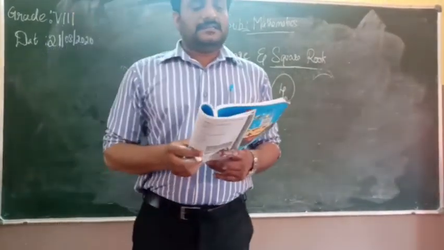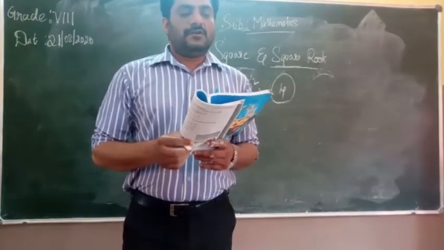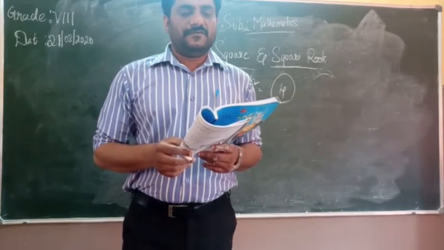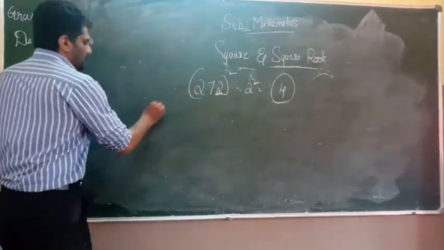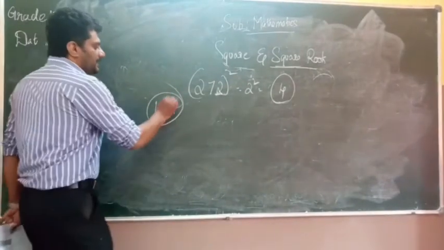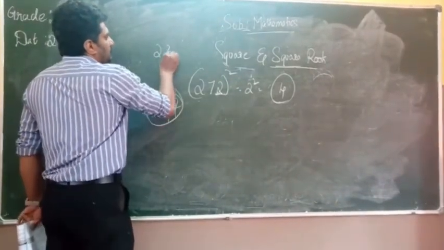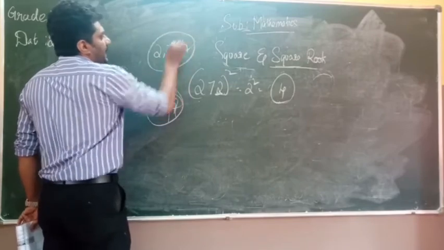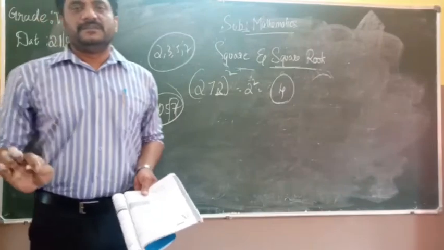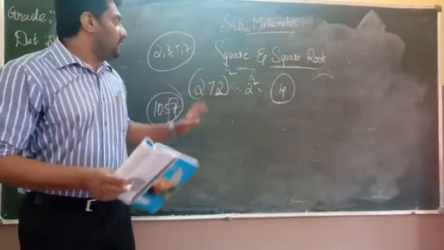The following numbers are obviously not perfect squares. 1057. Why is it not a perfect square? Because in the end, 2, 3, 5, 7, any one of these in the unit place means it is not a perfect square. Remember that. The same concept applies here.